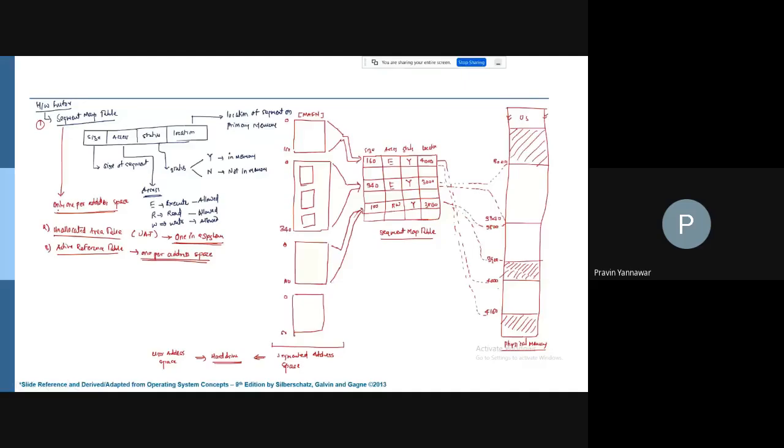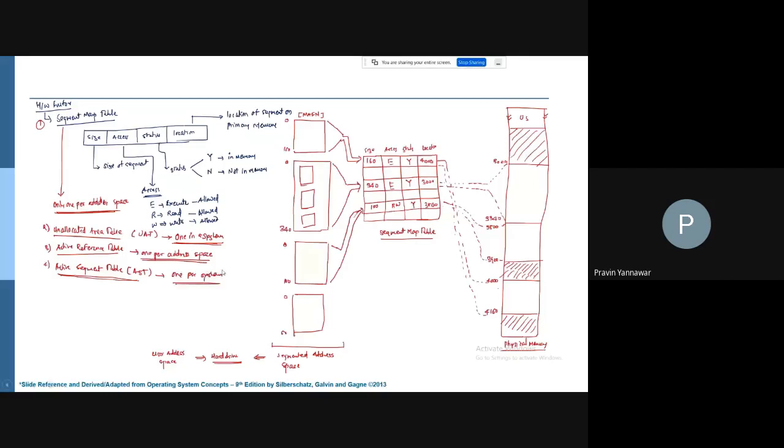So this is the active reference table. This is one per address space. This is one per system, and this is one per address space. Next is the active segment table, called AST. This table holds information about the segments which are active. This is one per system.